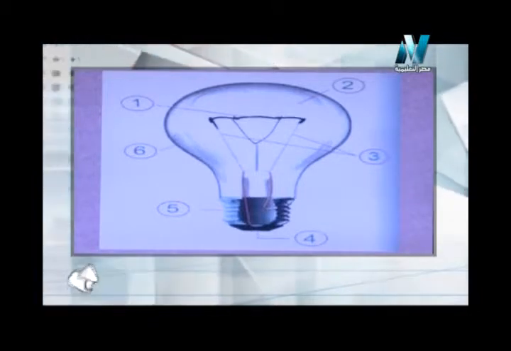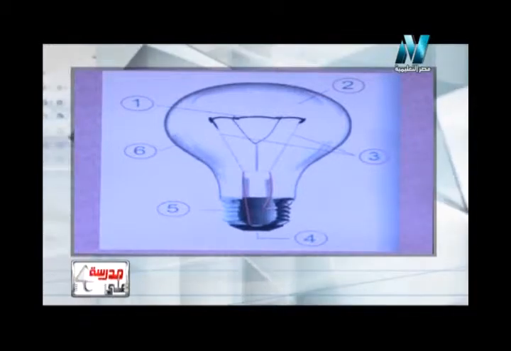Number 5 is the base. Number 6 is the glass bulb. Again, labeling the light bulb is very easy. Number 1 is the tungsten filament. Number 2 is the inert argon gas. Number 3 is the 2 copper lead wires. Number 4 is a piece of lead. Number 5 is a base. Number 6 is a glass bulb.